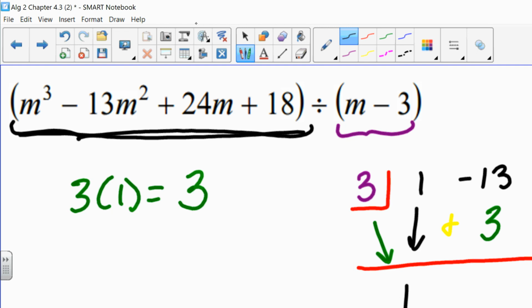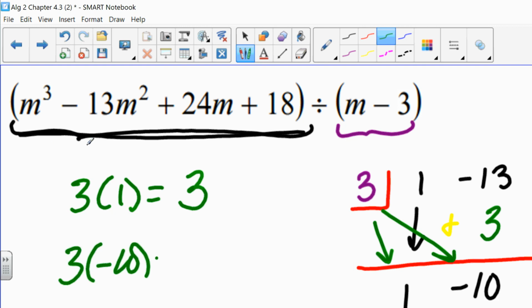Negative 13 plus 3 is? And then we multiply by 3 again. So 3 times negative 10 is negative 30. And we put it under our next number. Then we add straight down, which would give us.